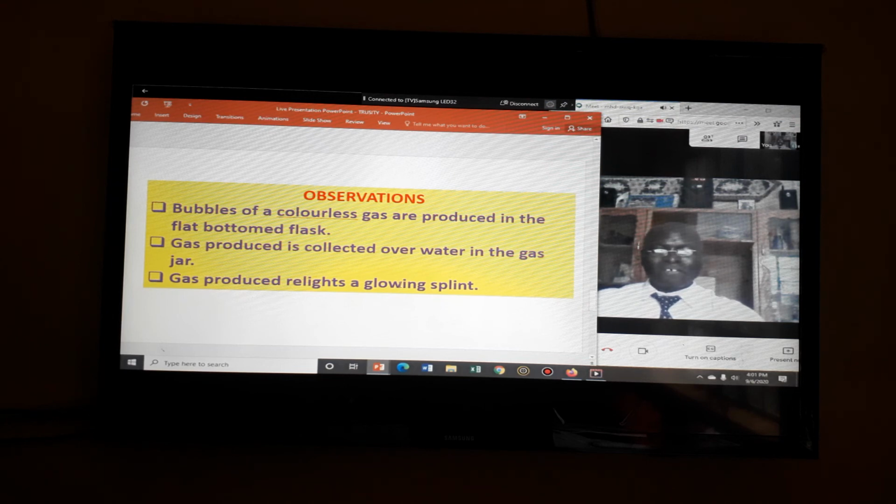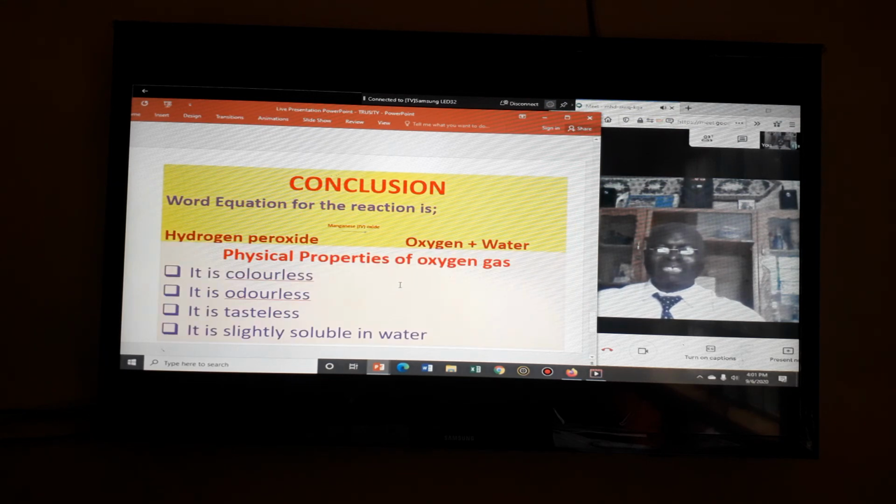So if we move on to the next slide, as we conclude, you can see that we have a word equation for the reaction that was taking place, whereby we have hydrogen peroxide. Hydrogen peroxide, as you can follow my cursor, is acted upon by manganese(IV) oxide, so that we produce oxygen and water. But we are very much interested in oxygen. So this is referred to as the word equation for the reaction that was taking place.